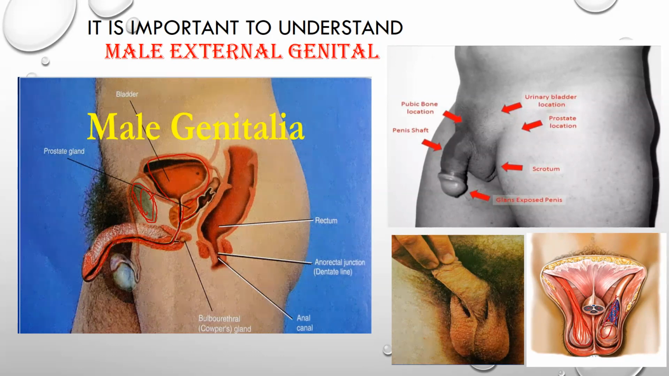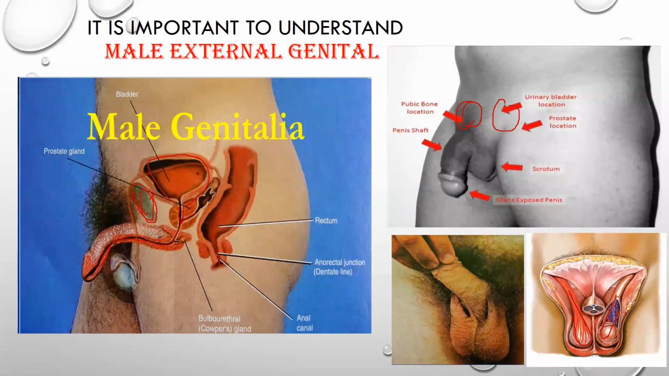And this is again the urinary bladder location, posteriorly. And the pubic bone. We have to palpate the pubic bone whenever a patient is showing chronic pain, with symptoms telling that the pain is around the area. And then this is the scrotum and penile shaft. So these are the structures.